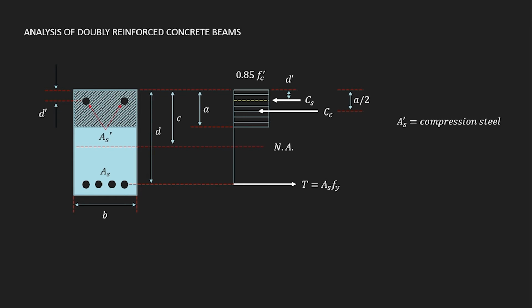So, yung As prime nga natin, that is compression steel. d prime, that is the steel cover. Cc is 0.85 fc prime ab pa din. And for Cs, yung additional natin reinforcement, that is As prime times fs prime or fy. So, ipapaliwanag ko mamaya bakit meron tayong dalawang stress. So, pwede kasing fy or pwedeng fs prime.